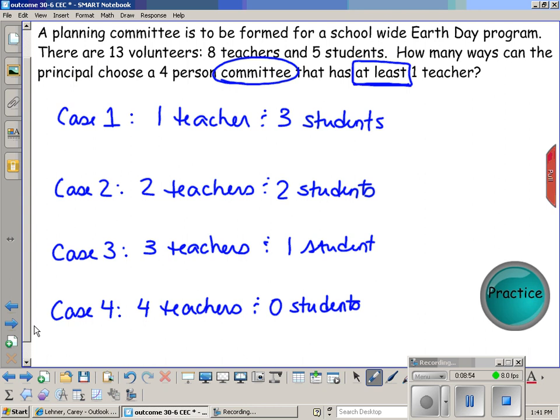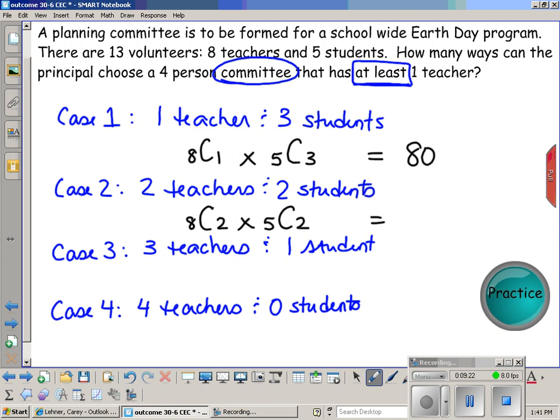So of 1 teacher, well, there were 8 teachers for us to choose from, and we're going to choose 1 of them. There were 5 students, and we're going to choose 3. So 8 choose 1 times 5 choose 3 gives us a possible 80 combinations for this particular case. Now we continue it on. There are 8 teachers to choose from. We want to choose 2 in this situation. There are 5 students. We want to choose 2. So now we find that possible combination. We get 280.